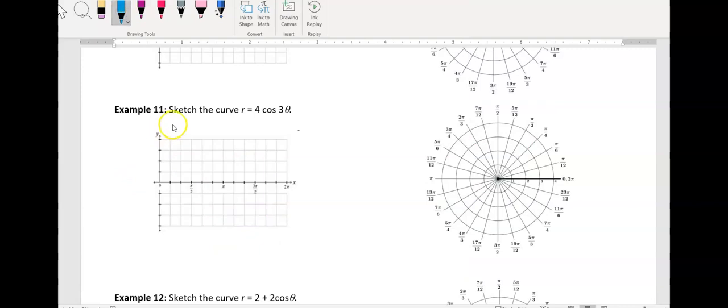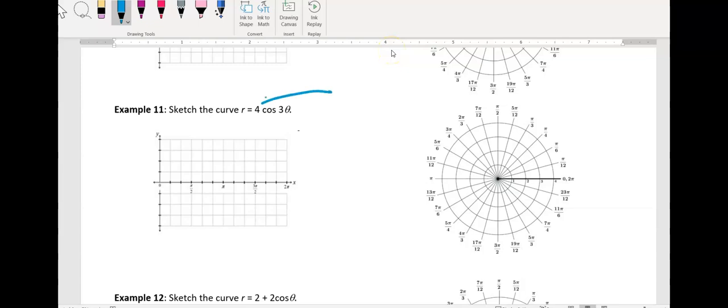Okay, so for this question, number 11 is what we're going to skip to. This is going to be the last one that we do today. We're going to sketch the curve r equals 4 cosine of 3 theta. I wanted to do this one because we haven't done a cosine one yet, so we might as well do one of those. But again, you still want to think about the idea of transformations.